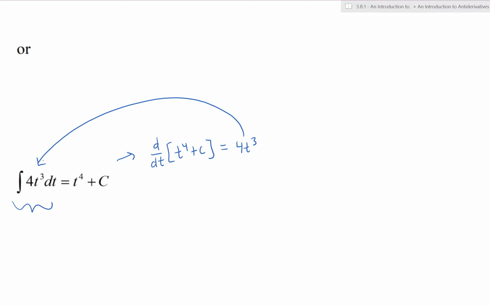So there's our introduction to antiderivatives. This is a huge topic in calculus, and in the upcoming couple of videos, we are going to explore these a little bit more and get a sense of where this topic could really lead us.